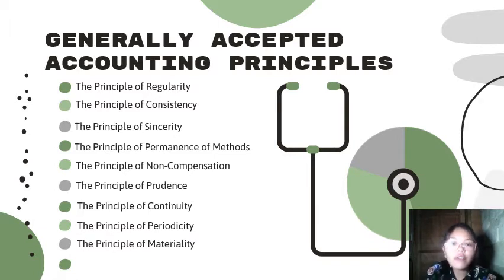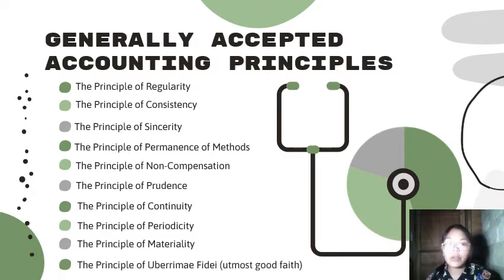The principle of materiality, the commitment to fully disclose all financial data and accounting information in financial reports. And the principle of ubi reme fide, or utmost good faith, the commitment to honesty in all transactions. In addition to generalized GAAP principles, hospitals and healthcare services must contend with several industry-specific concepts.